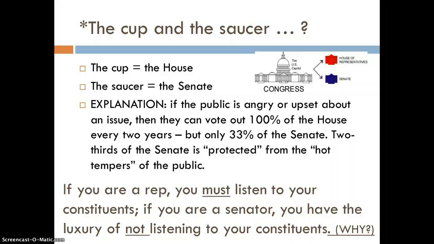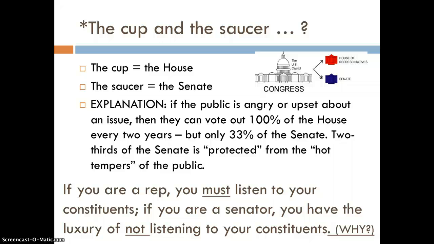If the public is angry or upset about an issue, they can vote out 100% of the House every 2 years. Remember, I said the people that serve in the House of Representatives are always concerned about getting reelected. As soon as they take office, they're concerned about how they're going to get reelected. One thing they're concerned about is representing their constituents, people in their district, well, so that those people will vote them back in. They might try to get them money. They might try to advance their interests as far as legislation goes.